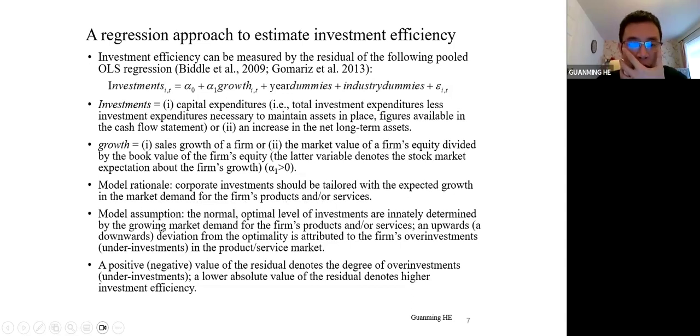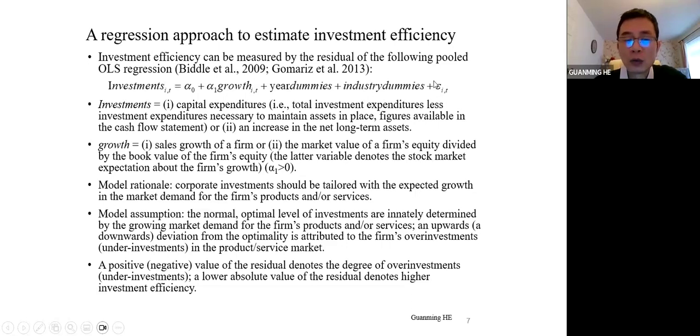The underlying assumption for this model is that the optimal level of the investment should be innately determined by the growing market demand for the company's products or services. And any deviation from the optimal level is attributed to the company's either overinvestment or underinvestment in the product or service market. And if the residue we estimate from this regression is positive, that means the companies might overinvest in the product market.